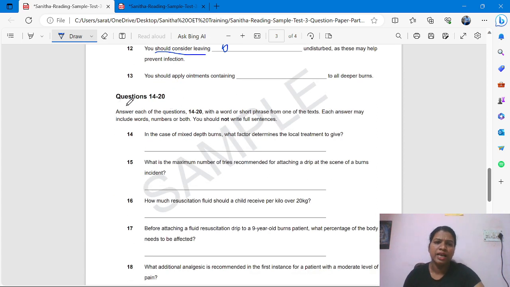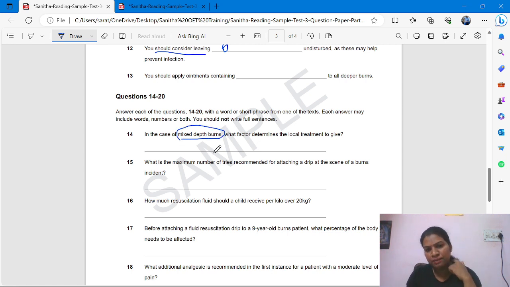Next, questions 14 to 20. Answer each of the questions with a word or short phrase. Either you write a word or short phrase from one of the texts. Each answer may include words, numbers or both. You should not write full sentences. Only a word or short phrase. In the case of mixed depth burns, this is the keyword; we will get it from here.